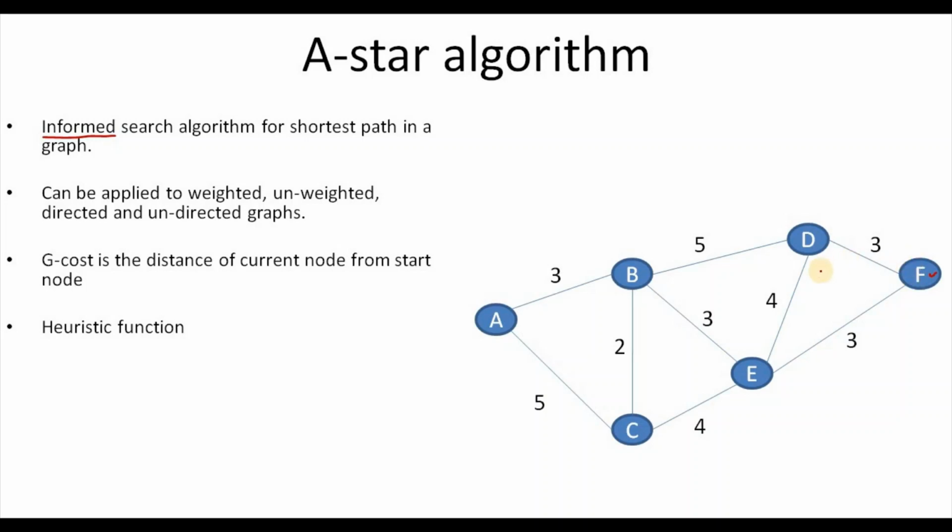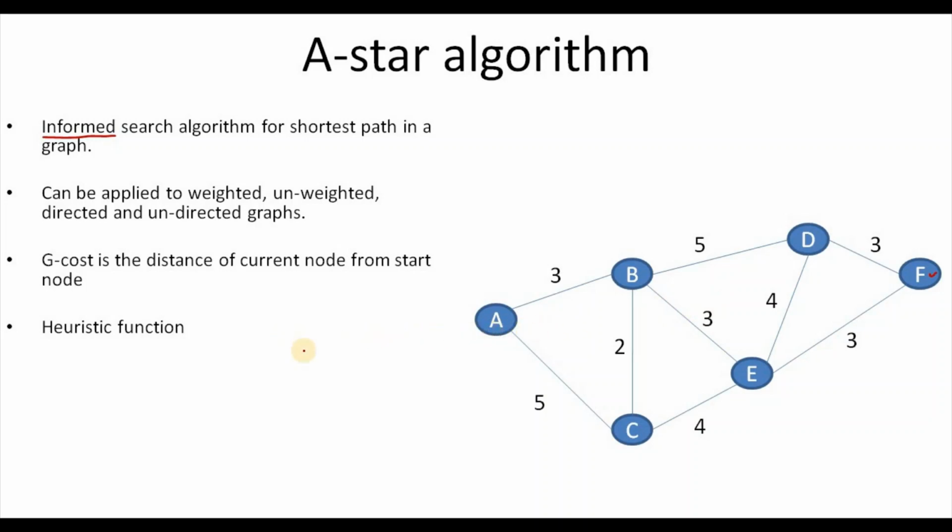For example, let's say D node is closer to node F as compared to node C. It means that D node should be visited, because it's closer to node F, not node C, because it is far away. So it makes more sense to visit node D because we want to reach F. If we reach the nearest node to F, then we have more chances to reach node F.